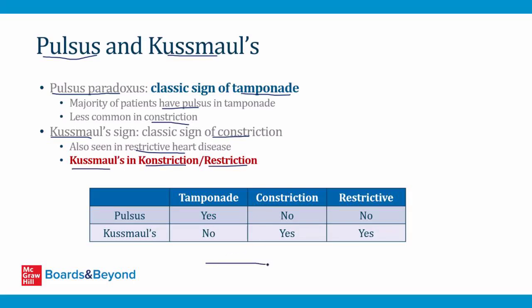And then at the bottom of the slide here, I've summarized these findings. This is what you want to know going into your step 1 exam. Remember that constrictive pericarditis and restrictive cardiomyopathy share a lot of physiology. In both conditions, the ventricular walls can't relax normally. And so that's why in both of these conditions, you usually don't get a pulsus, but you do get Kussmaul's sign. Tamponade is the opposite. In tamponade, that's when you should see a pulsus, but it's uncommon to see Kussmaul's sign.